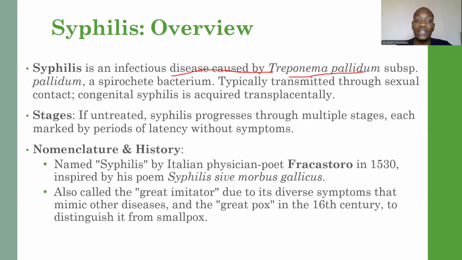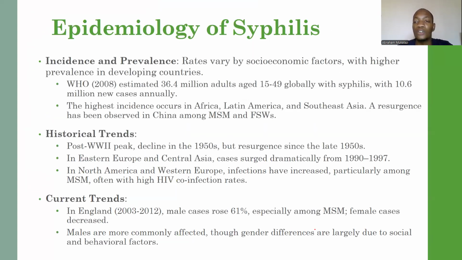So in the nomenclature, the name syphilis was coined by an Italian poet, Francesco, in the 1530s. And it is this gentleman that came up with this name syphilis, and it was inspired by actually his own poem, which he had titled Syphilis, Sive Morbus Gallicus. And it was called the Great Imitator and also the Great Pox in the 1960s. That time they had two outbreaks. There was an outbreak of smallpox as well as syphilis. So syphilis was called a great pox, whereas smallpox remained as smallpox.